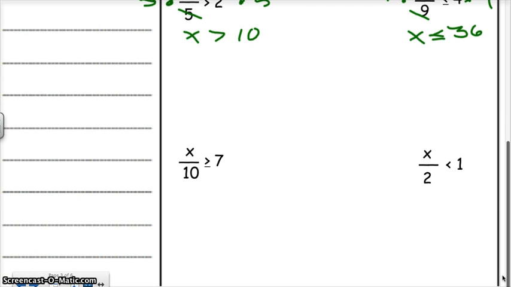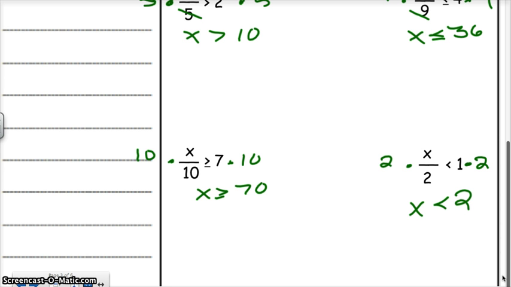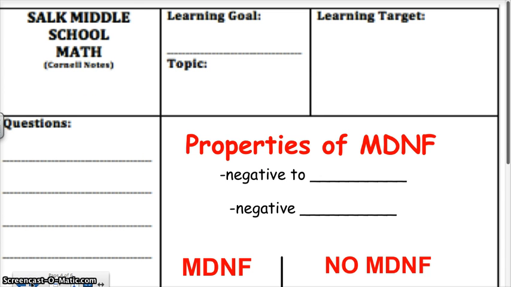X over 10. Over means divide. The inverse of divide is to multiply. Do it to both. X is greater than or equal to 70. Notice I'm not graphing here because I've tested you on that for 2 lessons so far. X divided by 2, the inverse is to multiply. X is less than 2. All right. Huh, no negatives. I wonder why.